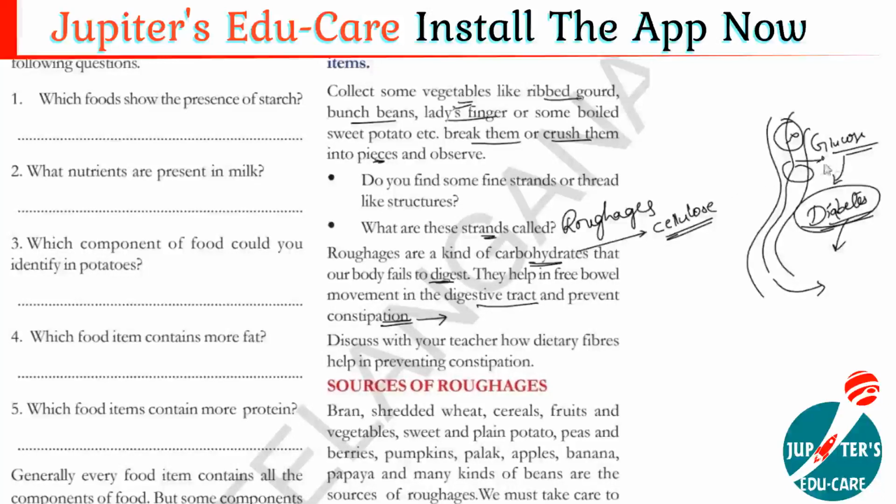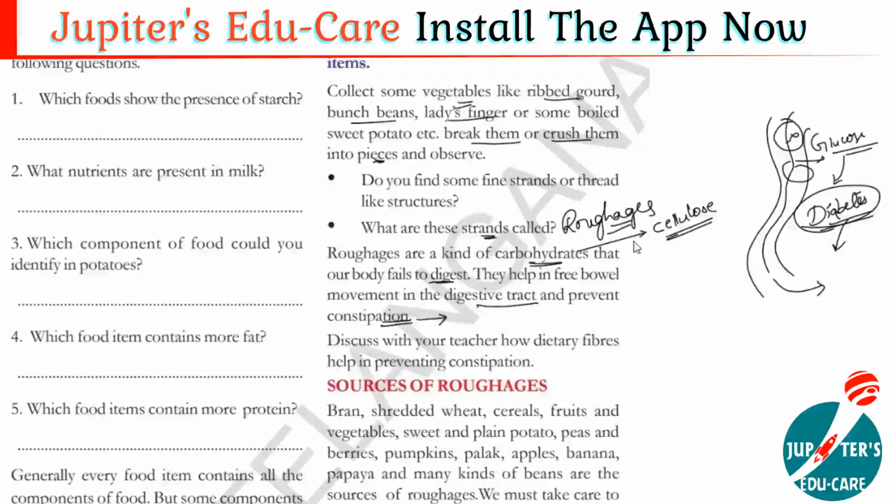Okay, so these are the absorption of poisonous materials and the absorption of excess glucose. By that, it can control diabetes. At the same time, it helps in avoiding constipation and also helps the food in proper bowel movement. Okay, this is the function of roughages.